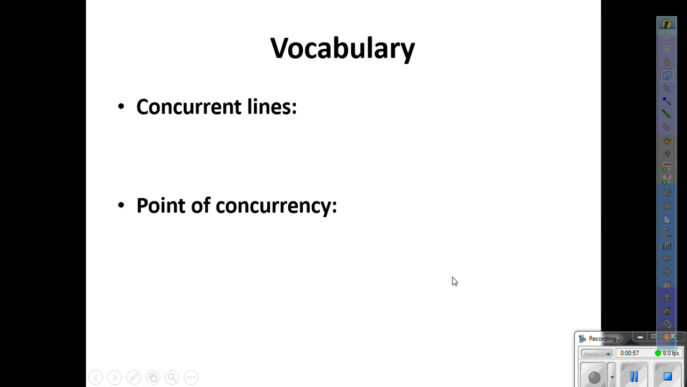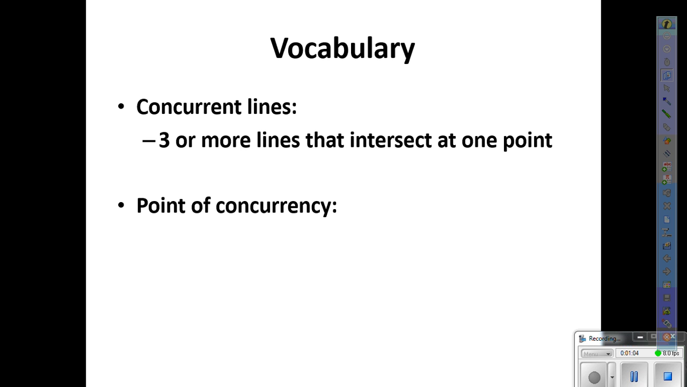So a couple of vocabulary words here for you. Concurrent lines. Concurrent lines are three or more lines that intersect at one point. If you just have two lines that cross one another, we call that intersecting lines. What happens is when you have more than two lines, they don't always intersect at the same point. And so they're intersecting, they all may intersect with one another, but they're not concurrent. To be concurrent is when you have more than two lines, but they do actually intersect at one exact point.